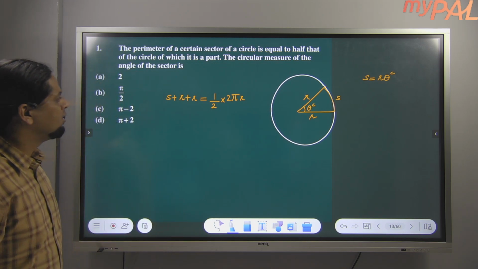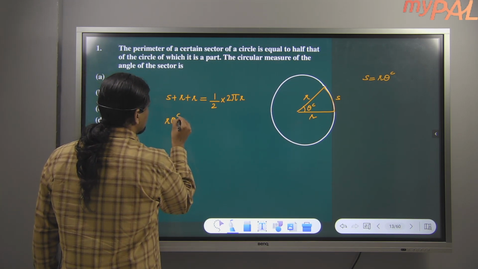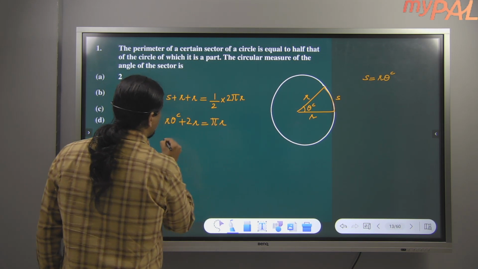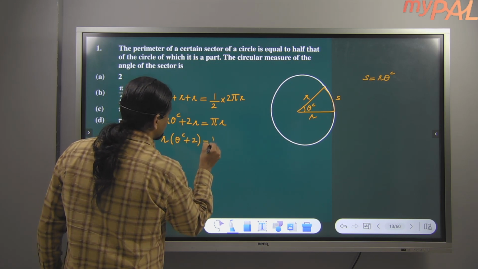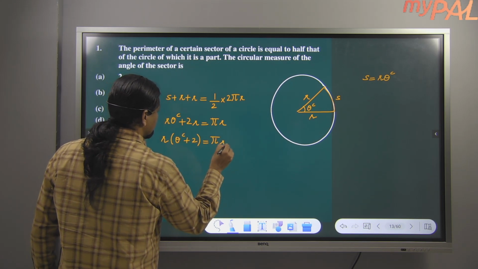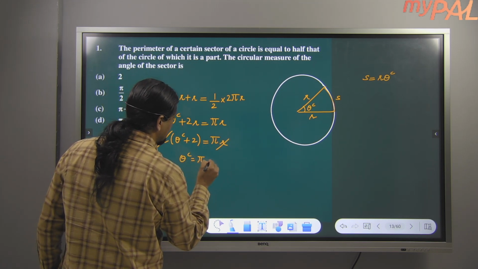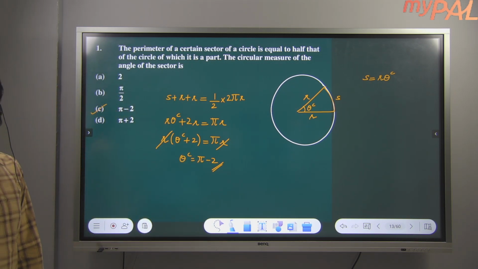I have to find out what? How much is theta radians? So what will I do? I will substitute this as R into theta radians plus 2 times of R is going to be equal to pi into r. If I take r as common, theta radians plus 2 is going to be equal to pi r. So r and r gets cancelled. What about theta radians? It's going to be equal to pi minus 2. Do we have that option? Yes. So that's going to be option C.